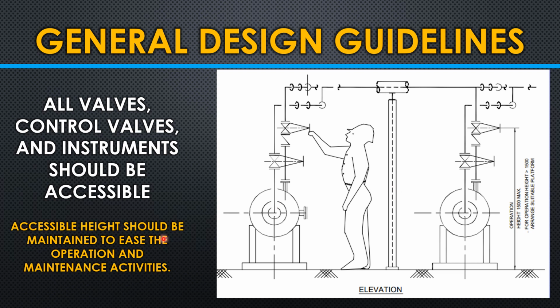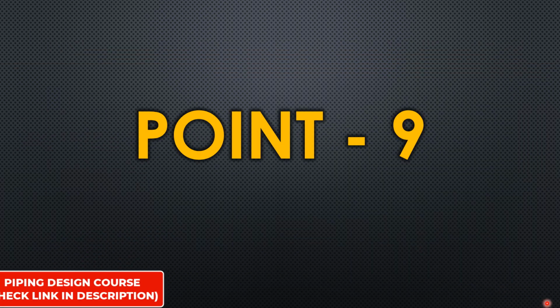See, accessible height should be maintained to ease the operations and maintenance activity, because if you provide something in a place where you cannot access, then definitely it is not meeting any purpose. So it's really important to understand at what height you have to maintain and provide the accessibility accordingly. Now let's go to point number 9.